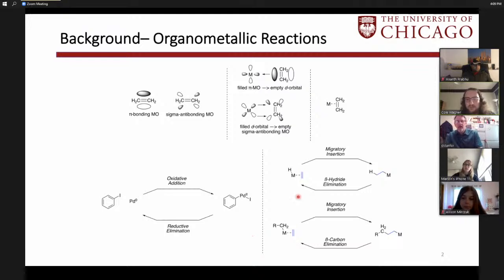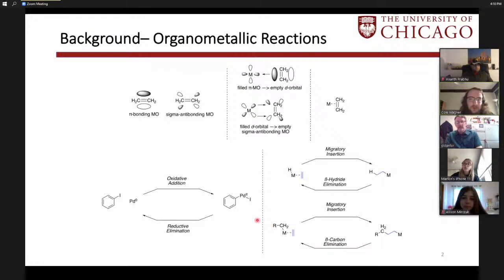And then another step, so like I said, you can have these kind of weird bonding patterns between metals and alkenes. So when you have it bonded like that, an alkene can just kind of insert into a metal hydrogen or a metal carbon bond through a process called migratory insertion. And then there's a reverse process called beta hydride elimination or beta carbon elimination that just regenerates the coordinated alkene.